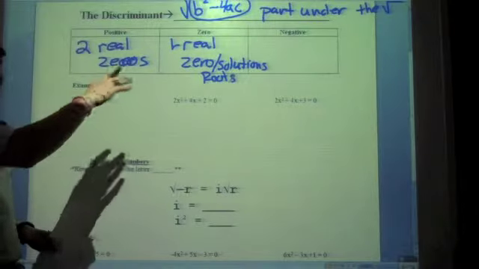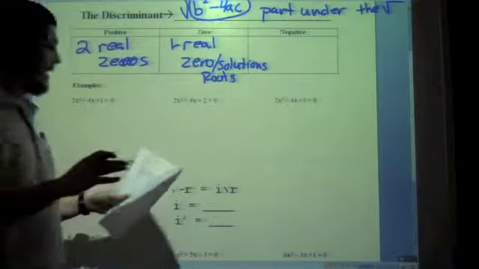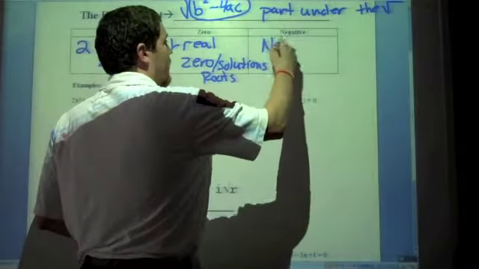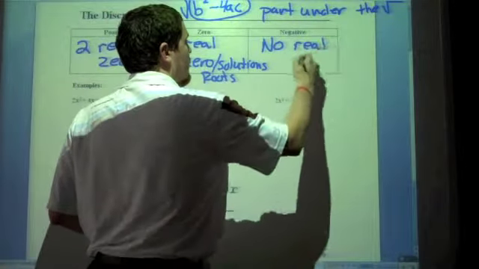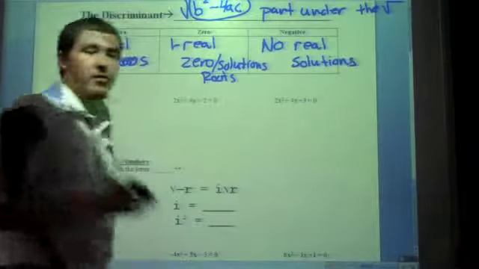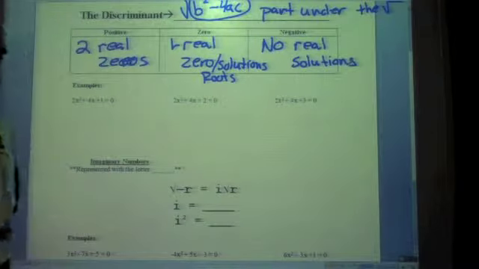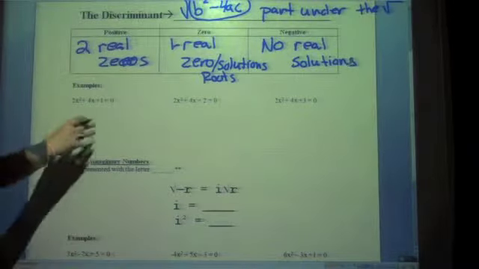And then the final option is that this number underneath the square root can be a negative number. And if that number is negative, then we have no real solutions. That would mean that the graph of the quadratic function never touches or crosses the x-axis, because that's where our zeros are. So let's see what this looks like in the problem.